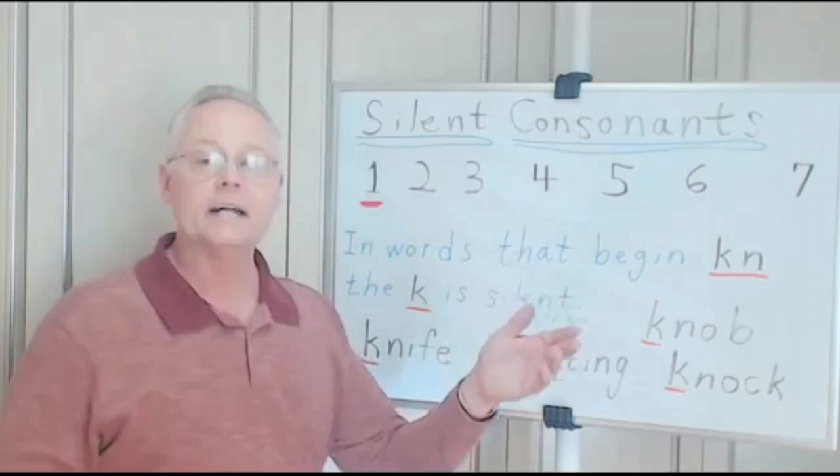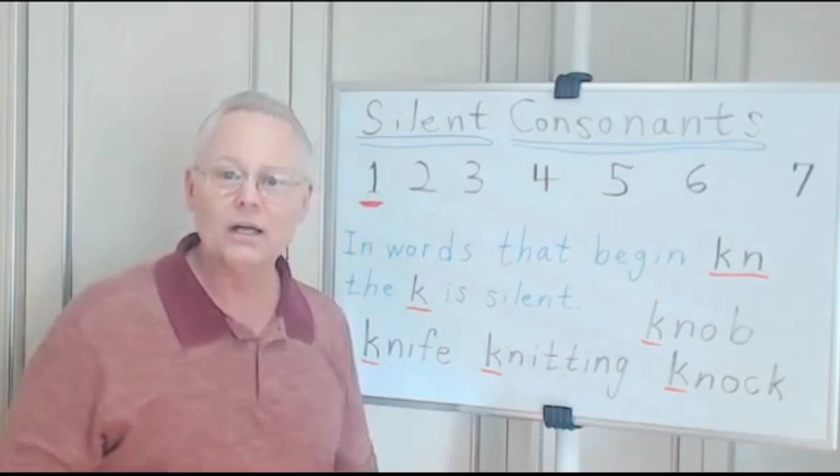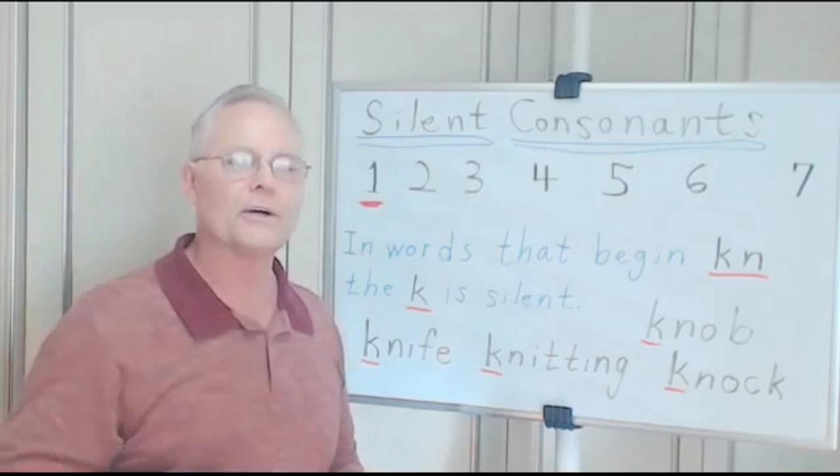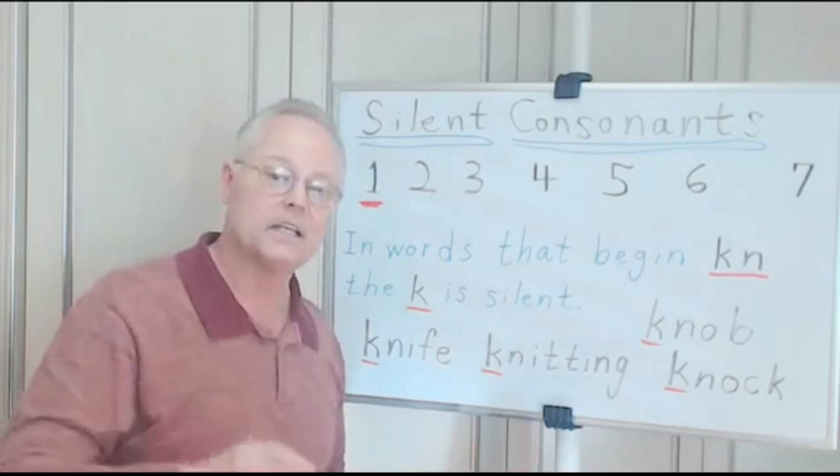K-N-E-W. New. I knew you were going to say that. Not canoe. Canoe is a type of boat, a narrow, long boat that you paddle down a river or across the lake. No. New. I knew you were going to say that. No. N-O is no, as in a negative. No, I'm not going to eat that piece of pie.